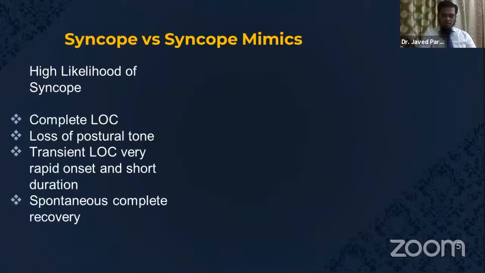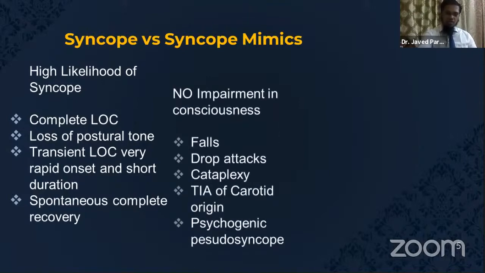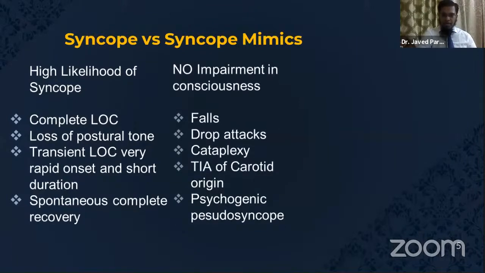So now, as I was saying, we need to differentiate syncope from syncope mimics. If you have a complete loss of consciousness, loss of postural tone, and very rapid onset of transient loss of consciousness and complete spontaneous recovery, then it is highly likely that you are dealing with syncope. While there are certain similar episodes where there is no loss of consciousness, for example, a TIA of carotid origin, falls, or cataplexy, there we don't have impairment in consciousness.